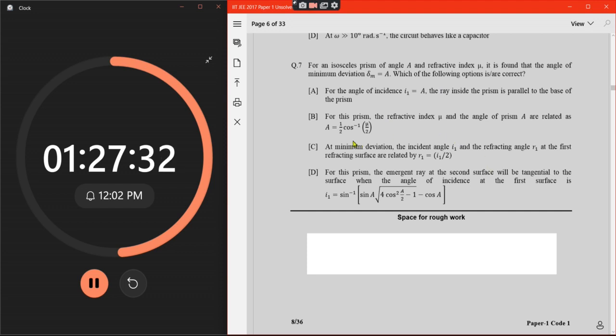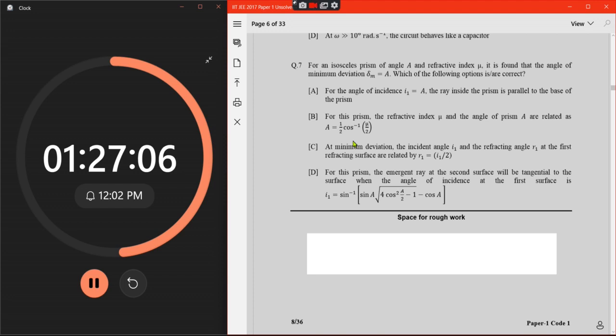Or for this prism, the refractive index mu and the angle of prism are related as A equal to half cosine inverse of mu upon 2. Not half, it's 2, right? It's gotta be 2. I'm making some kind of mistake. God. What's A? So I is equal to A and R is equal to A upon 2. So then just 2 cosine inverse of mu upon 2, not this thing. So A is correct, 7th answer A.